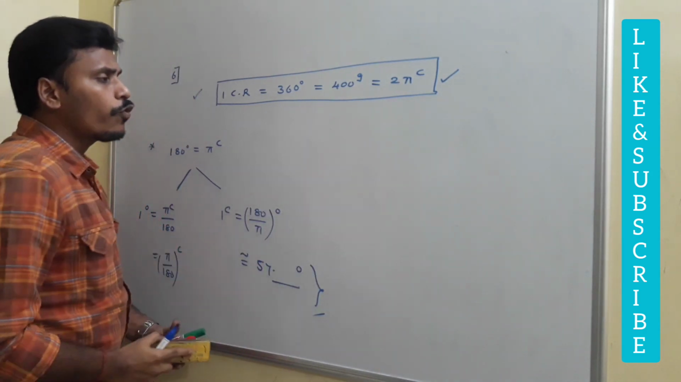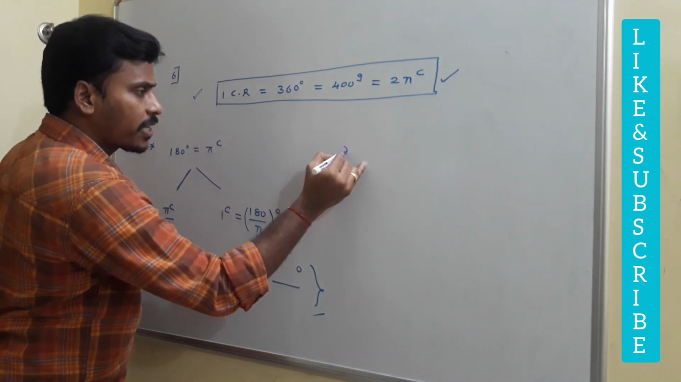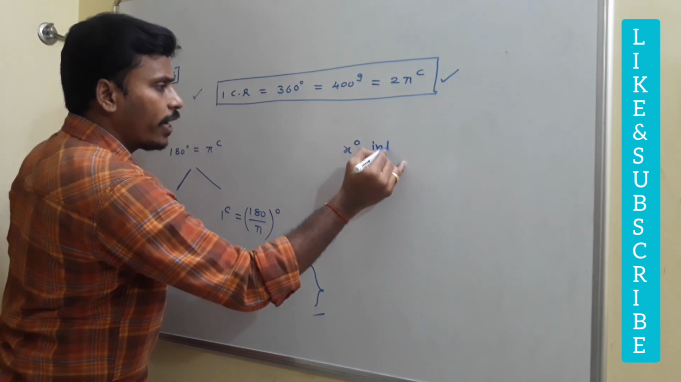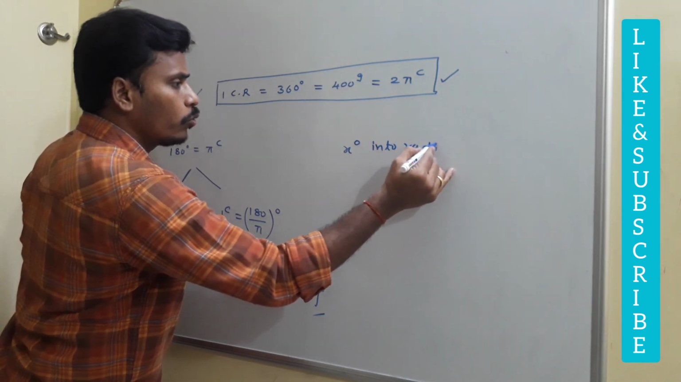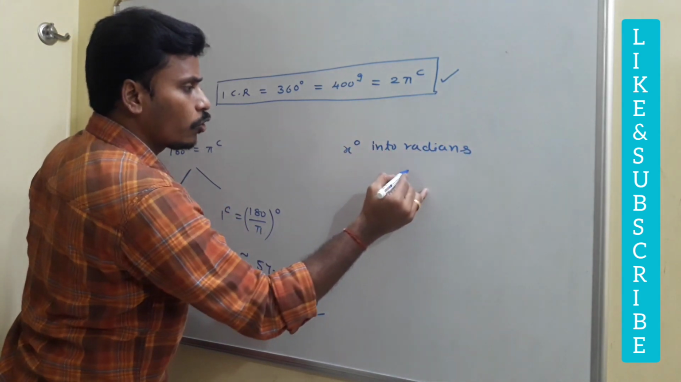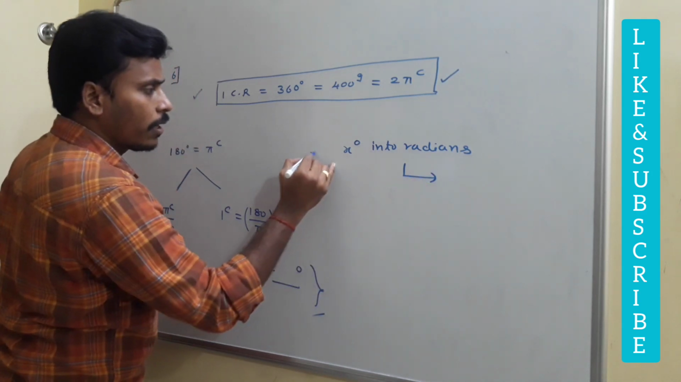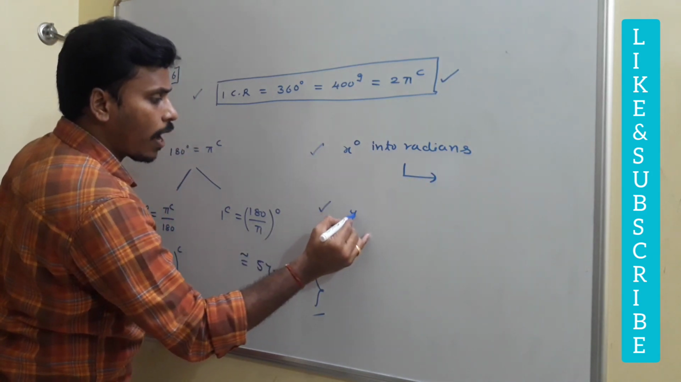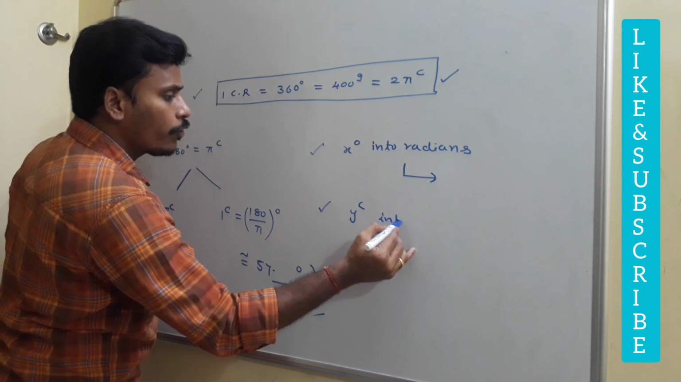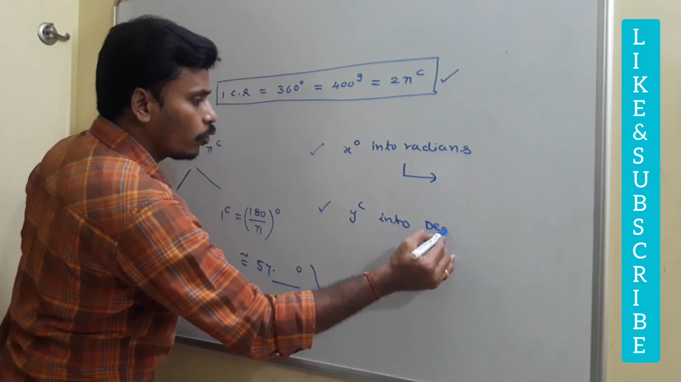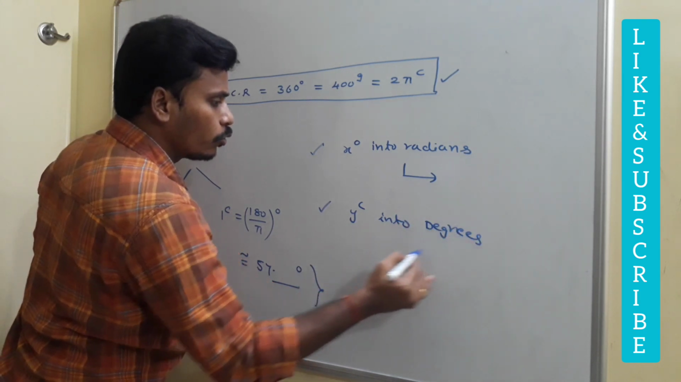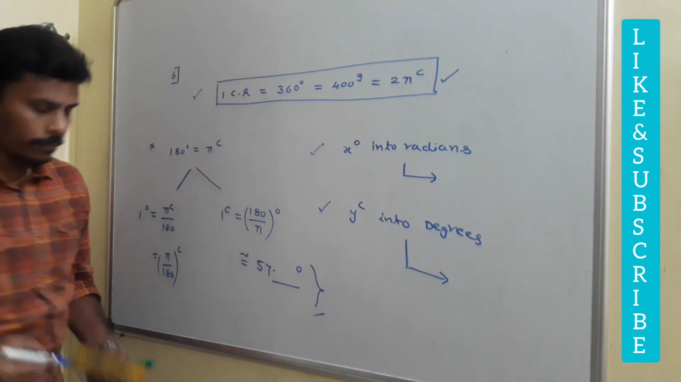Now if you wish to convert some x degrees into radians, what do you need to do? X degrees into radians, what is your answer? In the same manner, for example, if you have y radians and you wish to convert that y radians into degrees, what do you need to do? Just think about it.